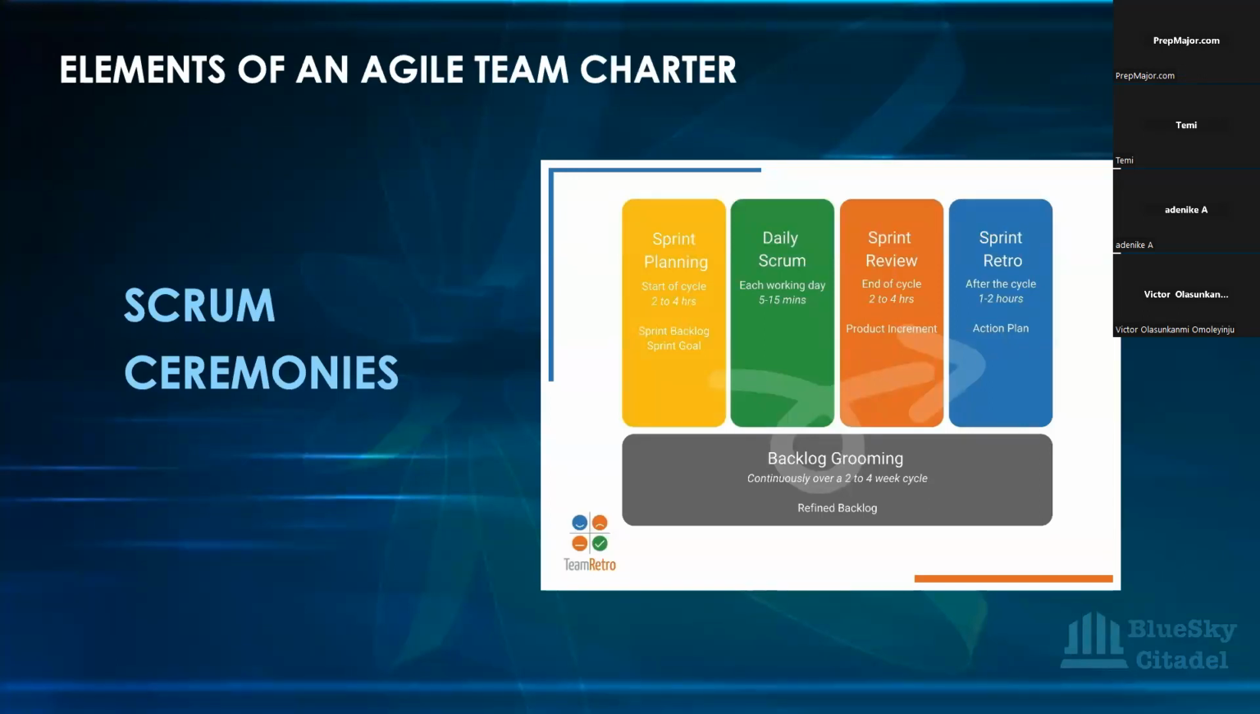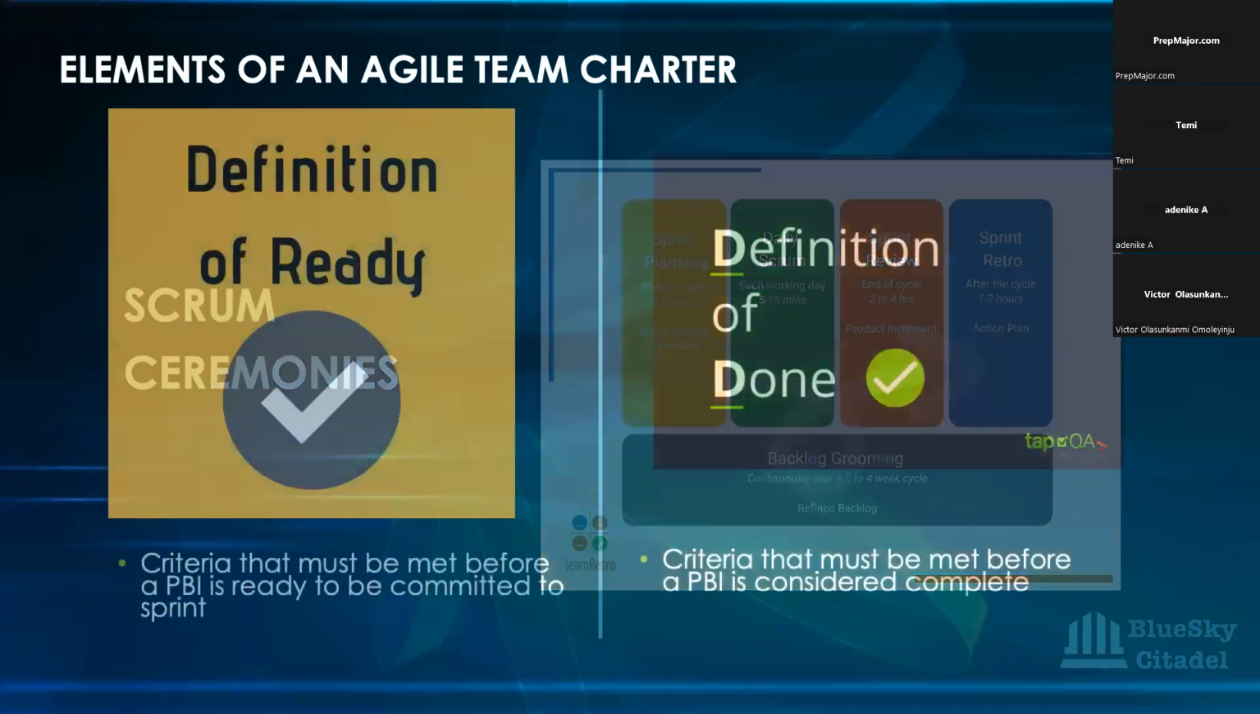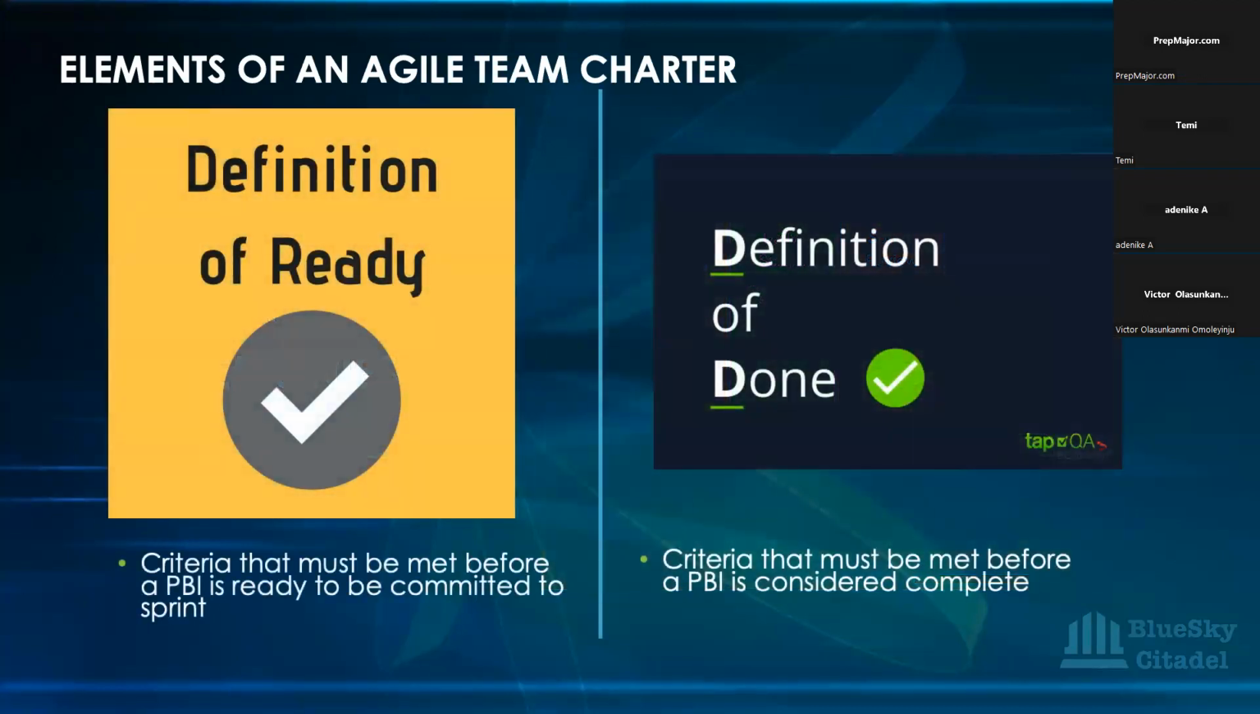And then we have definition of ready and definition of done. The definition of ready is the criteria that a product backlog item must meet before it is considered ready to be committed to any iteration or any sprint. So these are a set of criteria that any product backlog item must have met before it is moved to the sprint.